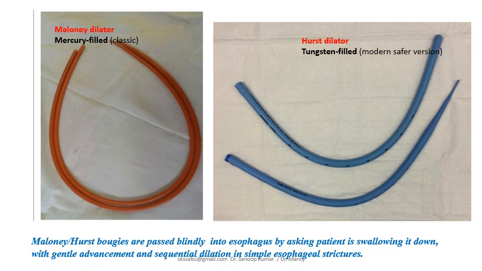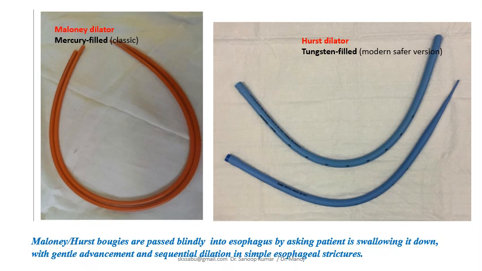They are inserted into the patient's esophagus, not wire guided, but we ask the patient to swallow the dilators. These dilators are made stiff by filling them with liquid metals. The Maloney dilators are filled with mercury, which remains solid, and the patient is asked to swallow it down, while the Hurst dilator is filled with tungsten metal and he is asked to swallow it down.